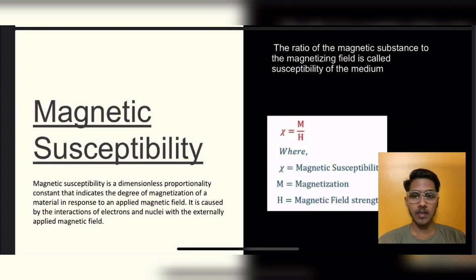Magnetic susceptibility is a dimensionless proportionality constant that indicates the degree of magnetization of a material in response to an applied magnetic field. It is caused by the interactions of electrons and nuclei with the externally applied magnetic field. In electromagnetism, magnetic susceptibility is defined as the measure of how much a material is magnetized in a given magnetic field. The ratio of magnetization to the magnetizing field is called the susceptibility of the medium. The formula is chi equals M upon H, where chi is magnetic susceptibility, M is magnetization, and H is magnetic field strength.